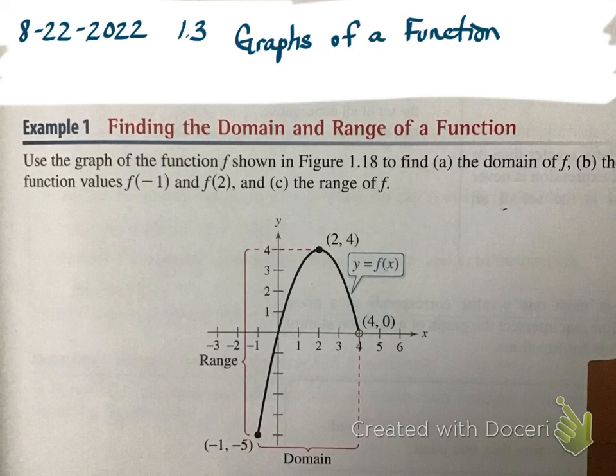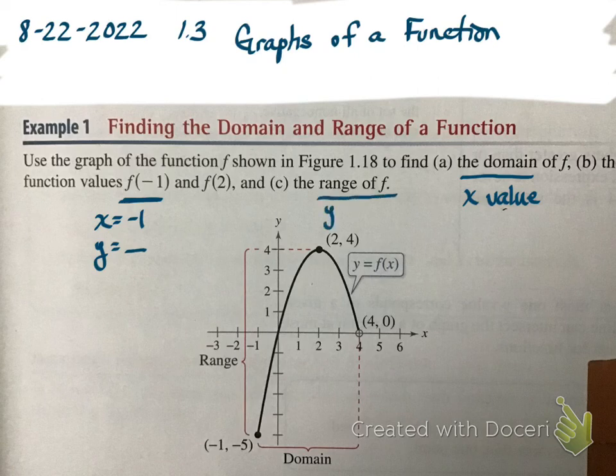So you just need to remember that the domain is the x values, all the possible x values of the function. F of -1 is just saying, if you go to x equals -1, what's the y value? And that's what f of 2 is asking. And you need to remember that range is all the possible y values.